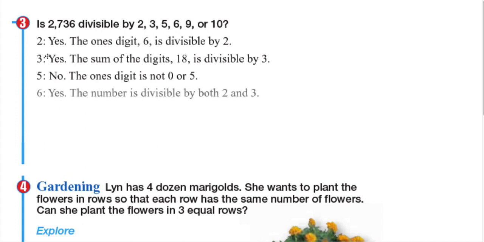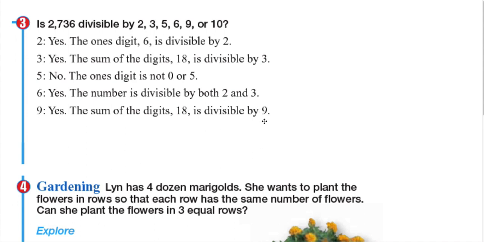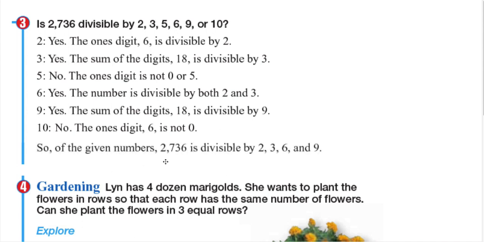Yes, it's divisible by 6 because it's both divisible by 2 and 3. It's divisible by 9 because 18 is divisible by 9. The sum of the digits is divisible by 9, so it's divisible by 9. And 10, no, because it ends in a 6. The ones digit is not 0, so it is not divisible by 10. So 2,736 is divisible by 2, 3, 6, and 9.